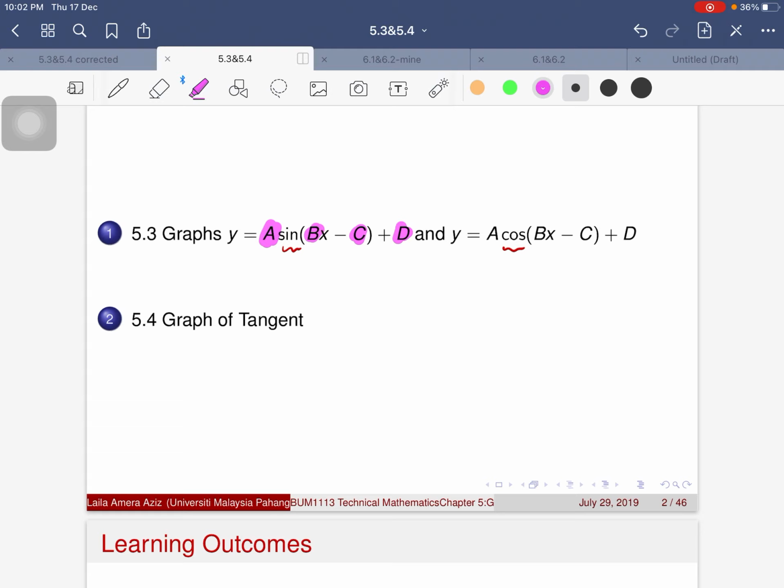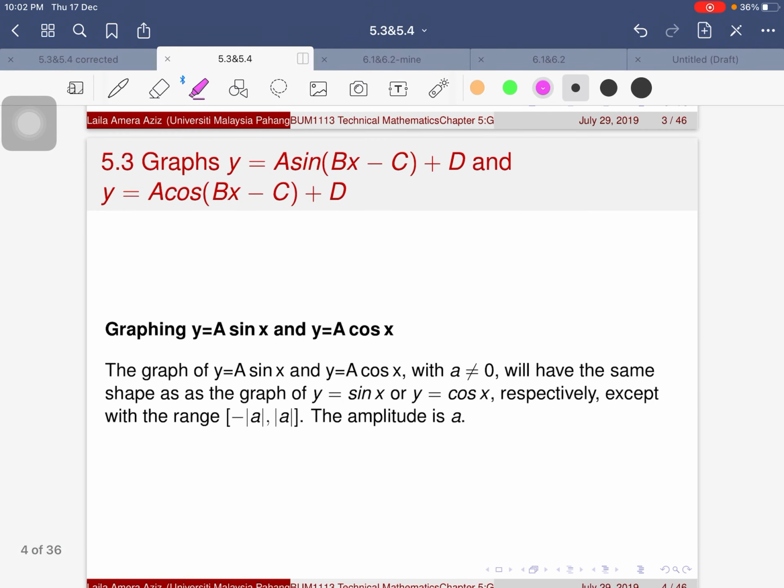If we have different values of a, b, c, and d, we're going to sketch the graph. Then we're going to have a look at, if you're given a graph, how do you convert that into a sine and cosine equation? And of course, in the next topic, we're going to talk about the graph of tangent. So now let's focus on the graph of sine and cosine in this 5.3 topic.